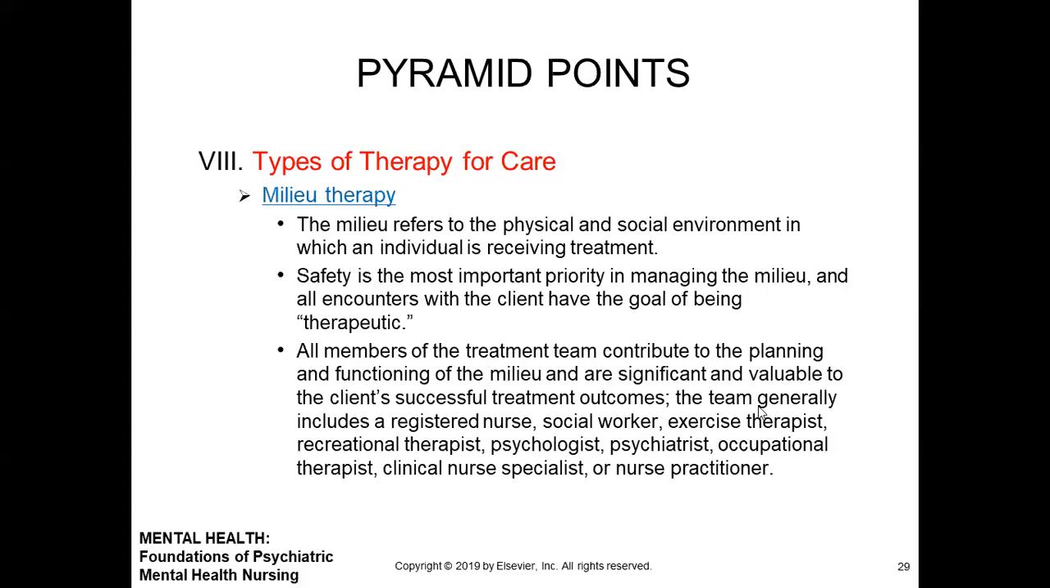The team generally includes an RN, social worker, therapist, recreational therapist, psychologist, psychiatrist, occupational therapist, and also a clinical nurse specialist or nurse practitioner. So, psychologist and psychiatrist. The psychiatrist is basically the doctor, the physician who diagnoses the disease and prescribes the medication.